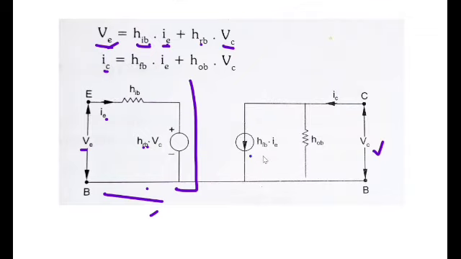H21 is the second network's first term, that is HFB into IE. Here we know that H21 into I2 is nothing but I1, sorry, H21 into I1, and I1 is nothing but IE, so we write HFB into IE. And if you go to the second term, HOB into VC, here VC is V2 and HOB is H22.